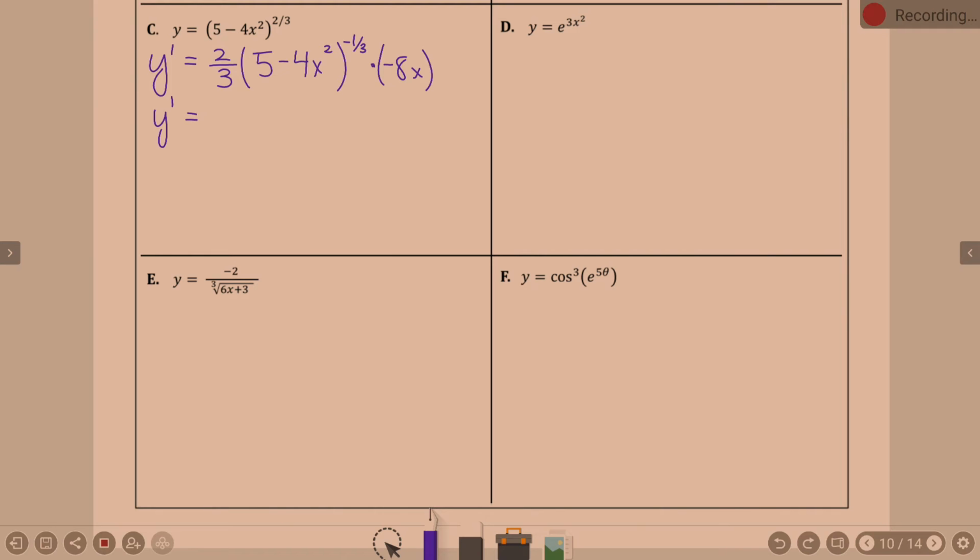Okay, so Sophie said negative 16x over 3, and this is what I was checking. I have mine as negative 16/3 x. It's equivalent, but just having the x next to it, times 5 minus 4x squared to the negative 1/3. The other piece about that, could you get rid of that negative power?